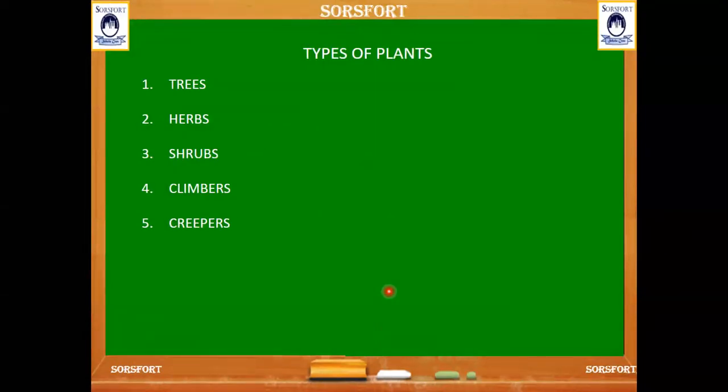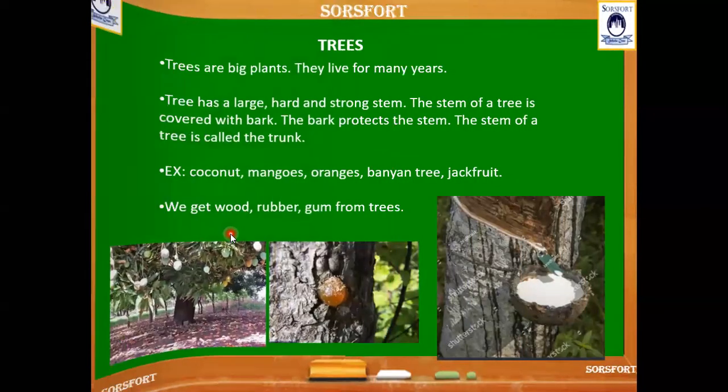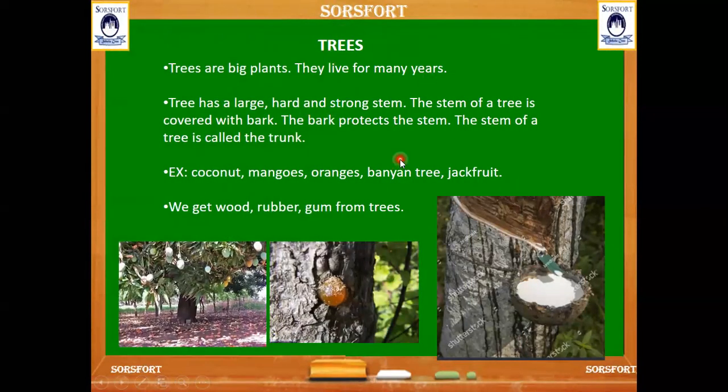According to their sizes, we can divide the plants into trees, herbs, shrubs, climbers and creepers. What are trees? They are big plants which live for many years. We can see many trees around us living for more than 100, 200 years. Some of the trees we can see here: mango tree and gum tree.